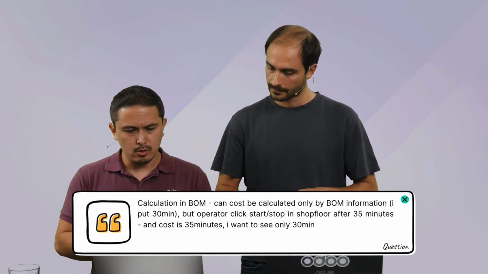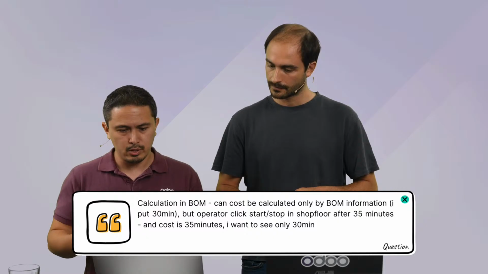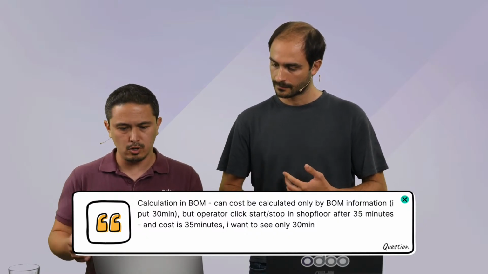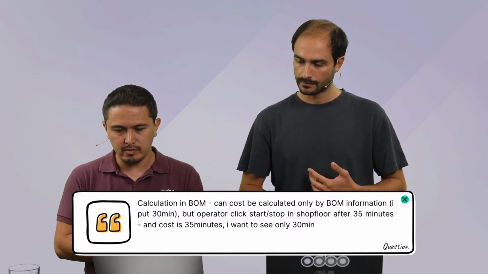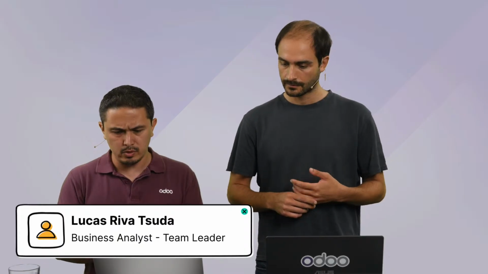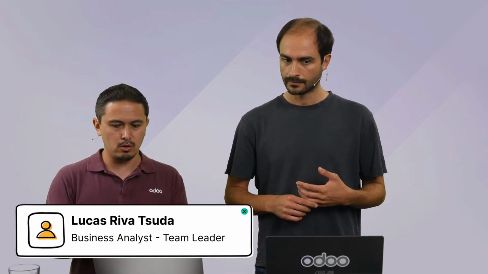So can cost be calculated only by bill of material information? For instance, if I put 30 minutes, but the operator clicks start and stop, and it takes 35 minutes in the end, instead of calculating 35 minutes, he wants to see only the cost, which is the theoretical cost of 30 minutes. Is it possible?